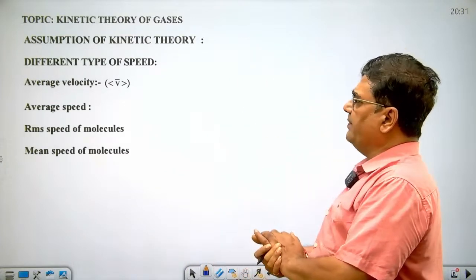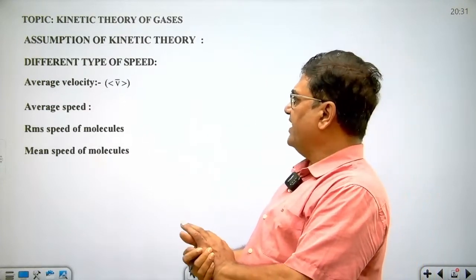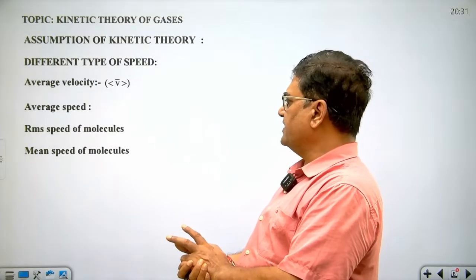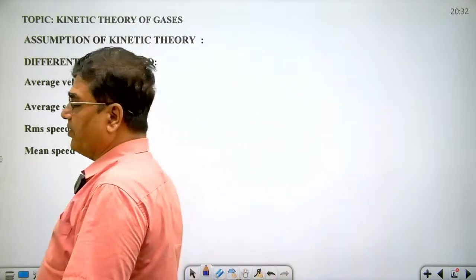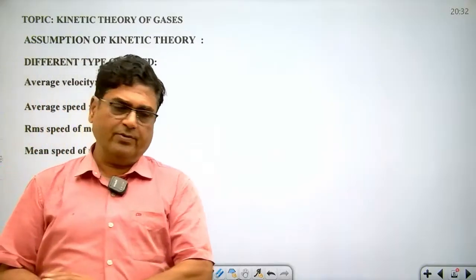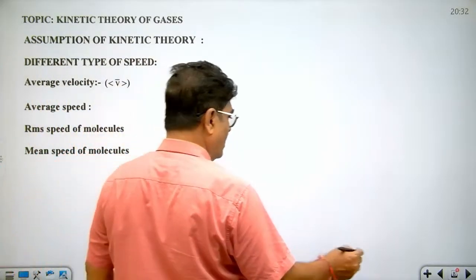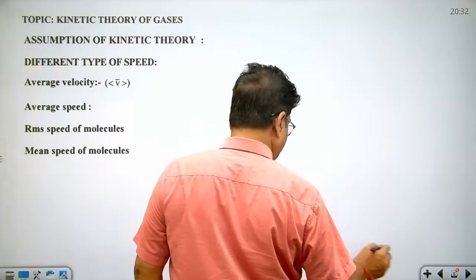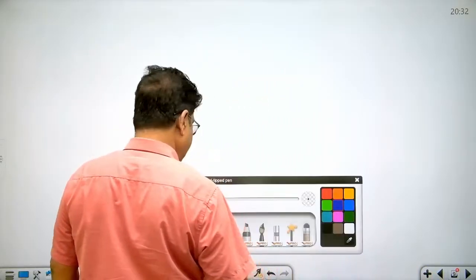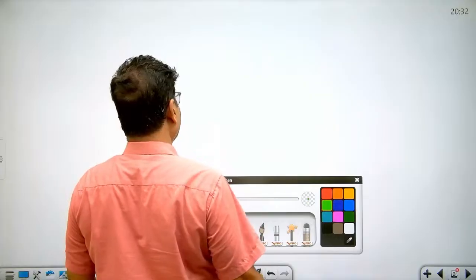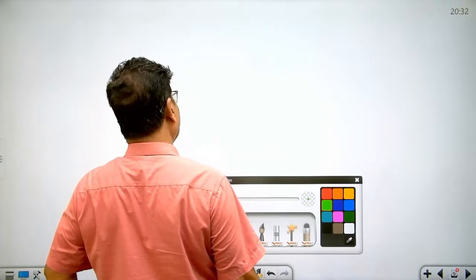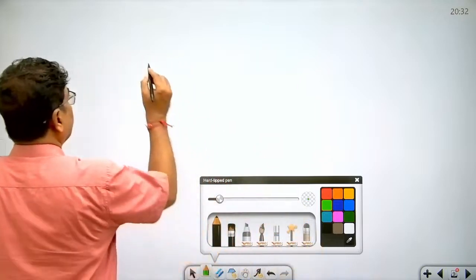Now, dear student, we will be studying average velocity, average speed, RMS speed, mean speed, and which formula is applicable when, that we will see today. Okay. Dear student, in KTG model, we will solve the problem in two cases, when number of molecules are small and when number of molecules are large. Okay. So let's see.